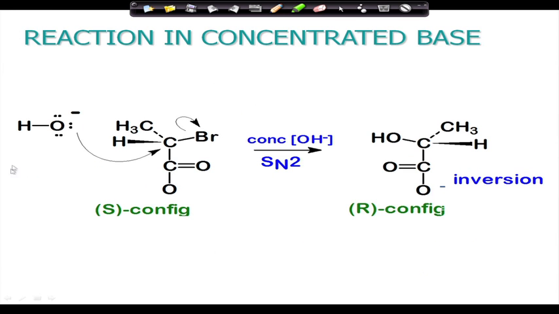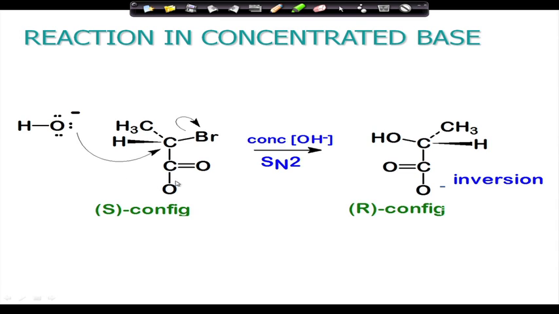If it is concentrated NaOH, then before this anion can attack this carbon, because of the high concentration of OH minus, it directly attacks this carbon and replaces the bromine. So that becomes the inversion case.